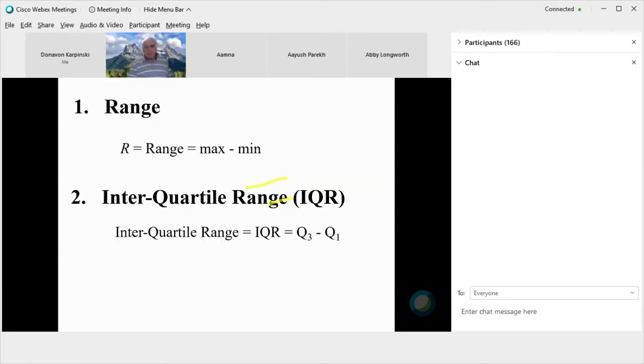One of the easiest calculations is the range. It's the maximum minus the minimum. So it's the length of the interval that contains 100% of the observations. The interquartile range is the third quartile minus the first quartile. This will be the length of an interval containing the middle 50% of the observations.